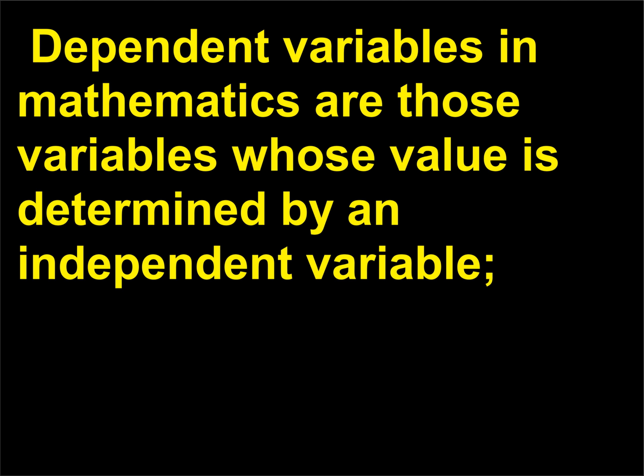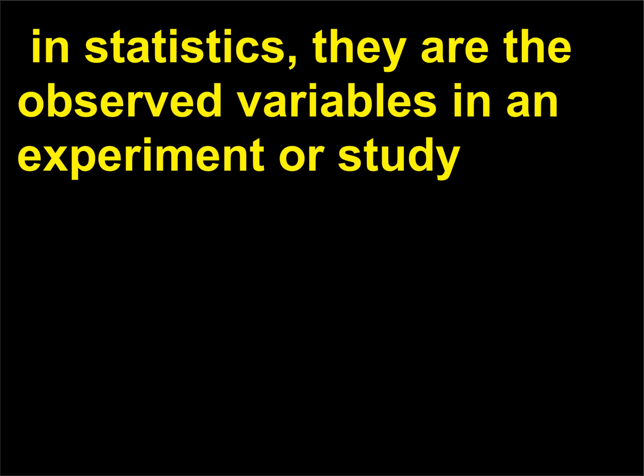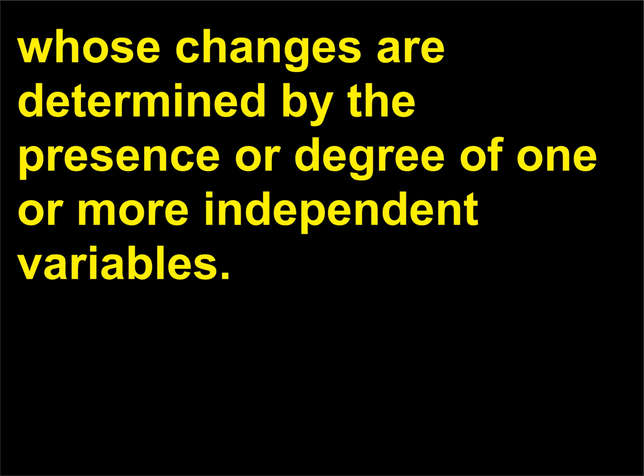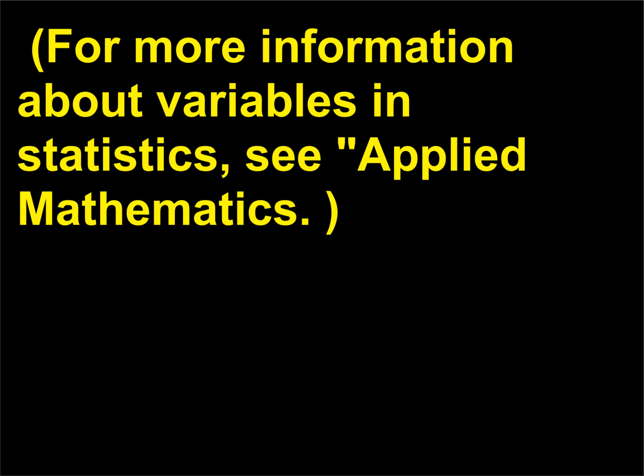Dependent variables in mathematics are those variables whose value is determined by an independent variable. In statistics, they are the observed variables in an experiment or study, whose changes are determined by the presence or degree of one or more independent variables. For more information about variables in statistics, see Applied Mathematics.